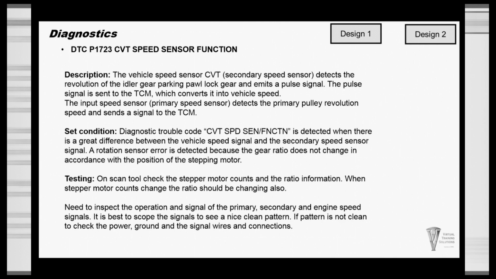How you would test for this is on the scan tool, you want to look at your stepper motor counts and your ratio information. When you see the stepper motor counts change, the ratio should also be changing. So if it goes up, the ratio should be changing. If the stepper motor counts go down, the ratio should be changing. You need to inspect the operation of the primary, secondary and engine speed sensors. Wheel speed sensors, ABS, are also a good idea to check. Grounds are also a common problem.